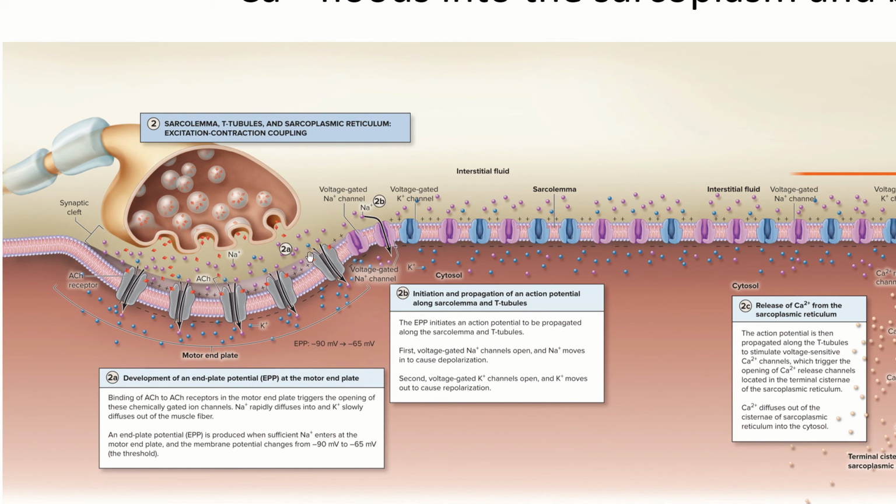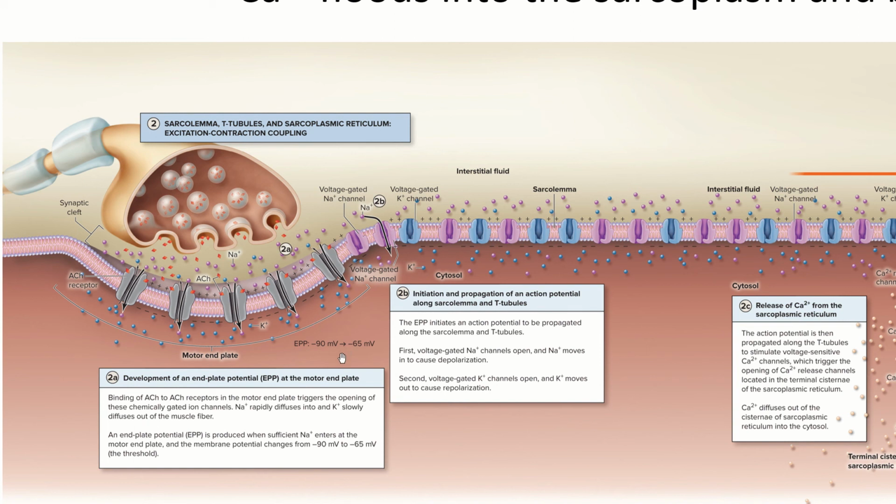Now we're looking at chemically gated channels. The acetylcholine is going to bind to the chemically gated channels. They're named because they respond to the chemical, which in this case is acetylcholine. Acetylcholine will open these channels and sodium will start to flood into the motor end plate. This will bring us up to our threshold of negative 65 millivolts.